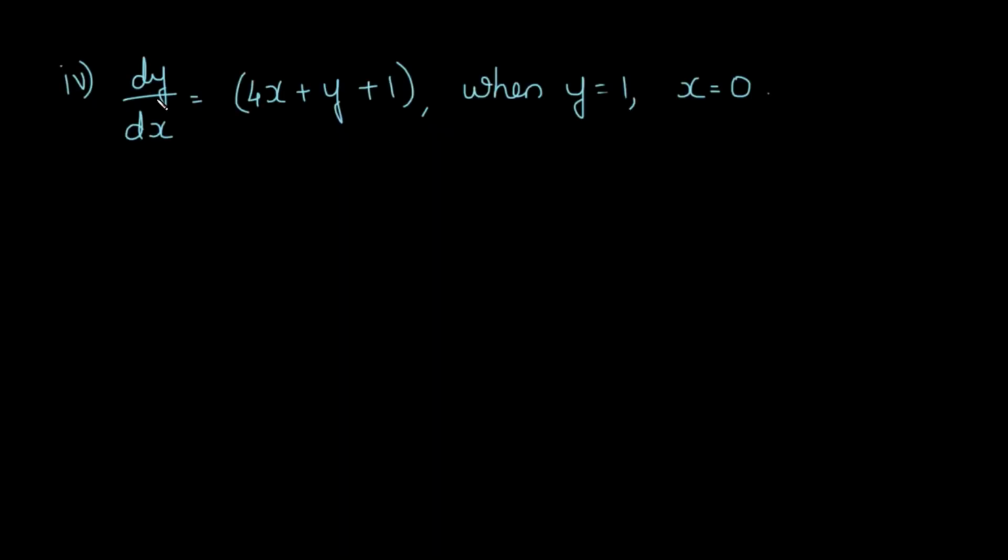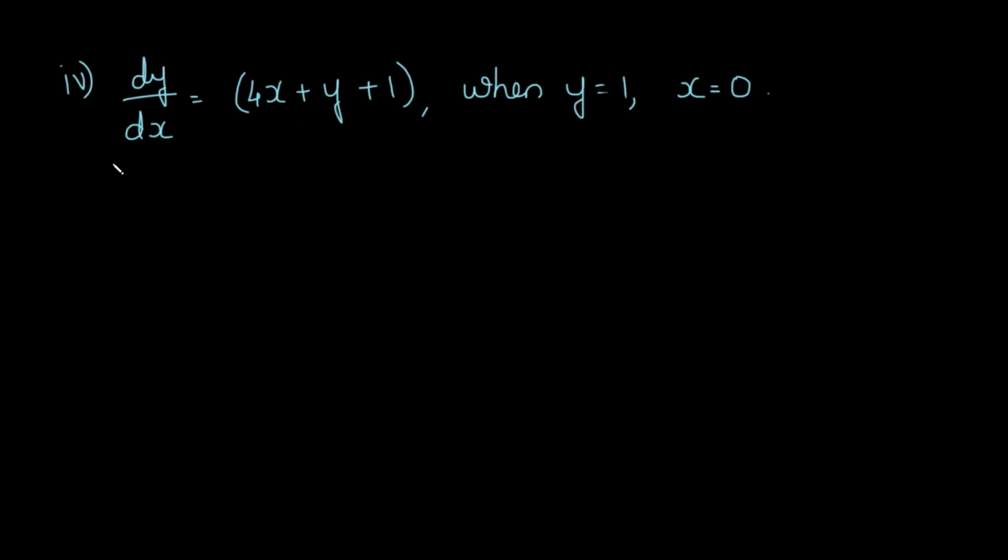In the fourth question, the question is dy by dx is equal to 4x plus y plus 1. We have to solve this differential equation and find the particular solution when y is equal to 1 and x is equal to 0. If you look at the RHS, you will find that you cannot separate out the variables over here. So we use the method of substitution. This is the method which is usually used when you cannot separate out the variables.